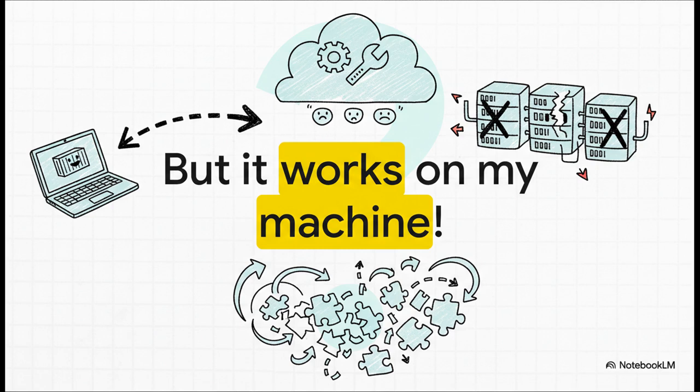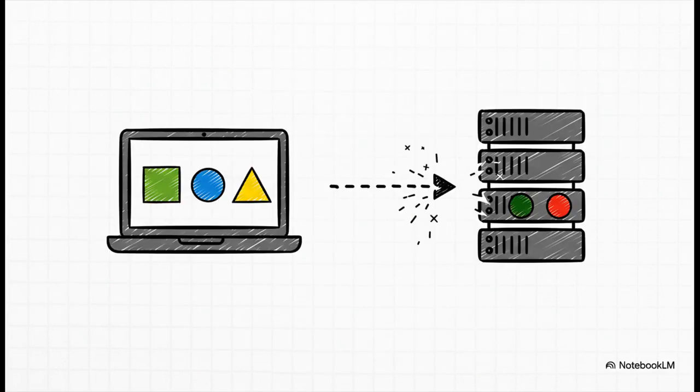Your app is flawless on your computer, but then you try to run it somewhere else, a test server, the actual live production environment, and boom, it just breaks. It's super frustrating, wastes so much time, and it happens all the time. So what's the deal? Why does this happen?